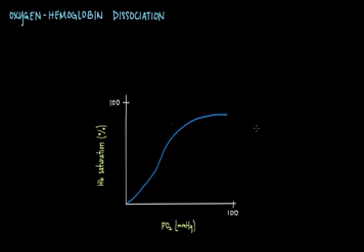All right, so we're going to be talking about the oxygen hemoglobin dissociation curve, which looks like this, and how to interpret this curve, what it means, and various factors that might alter this curve. But before we do that, let's talk about the structure of hemoglobin, which is the globular protein that acts as the primary vehicle in blood for transporting oxygen from the lungs to the tissues throughout the body.